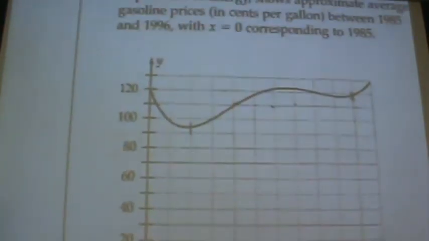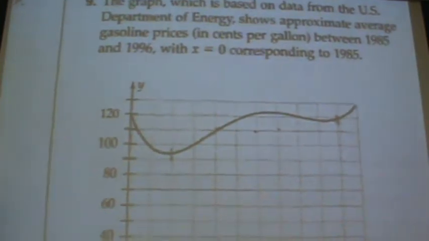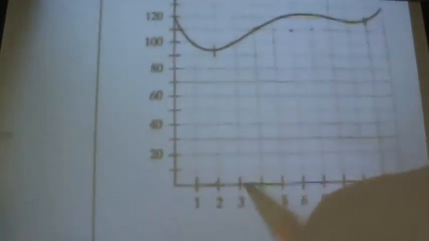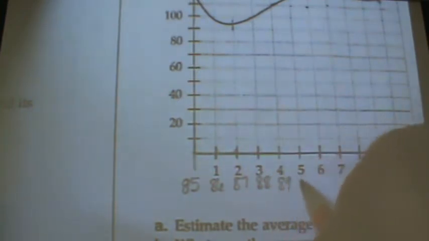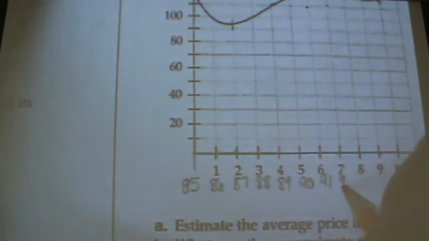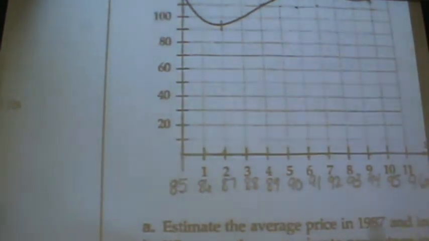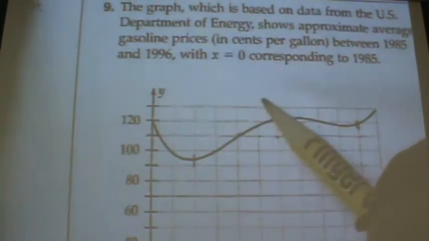Next one. The graph, which is based on data from the U.S. Department of Energy, shows approximate average gasoline prices in cents per gallon between 1985 and 1996, where 0 is the year 1985. So this is 85, this is 86, 87, 88, 89, 90, 91, 92, 93, 94, 95, and this is 96. So these numbers represent the year. So 0 is 1985.